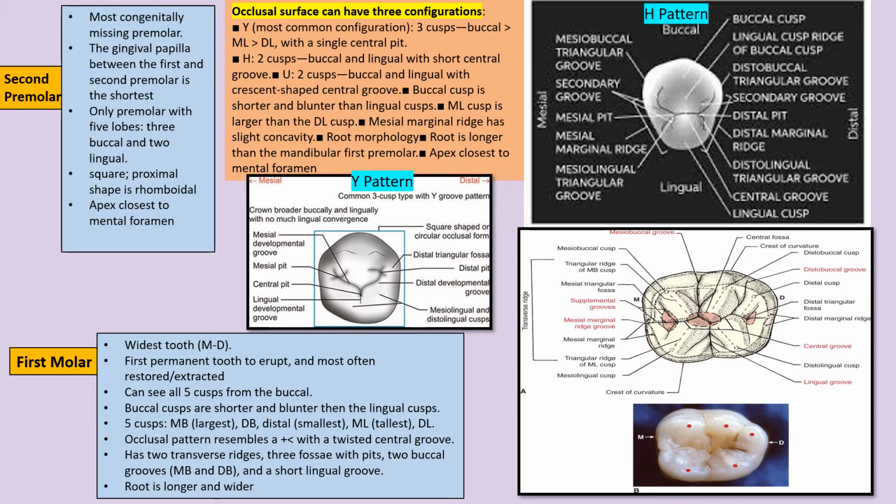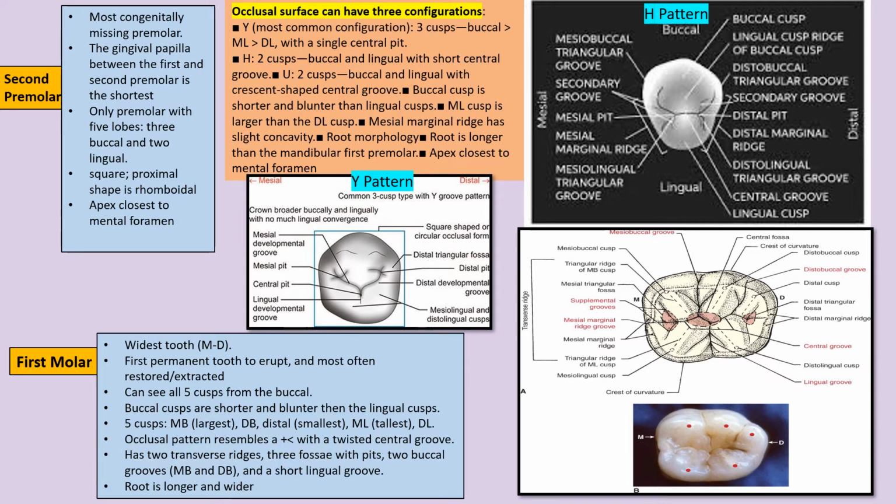When you see it from the buccal side, you can see all the 5 cusps. And the buccal cusps are shorter and blunter than the lingual cusps. Now if you see the size sequence here, you have the mesiobuccal cusp, that's largest, then mesiolingual, that's tallest, then distobuccal, then distolingual, and the distal cusp is going to be the smallest cusp. So if you see it occlusally, it gives you a plus arrow pattern. You can see in the picture, it's like a plus arrow pattern.